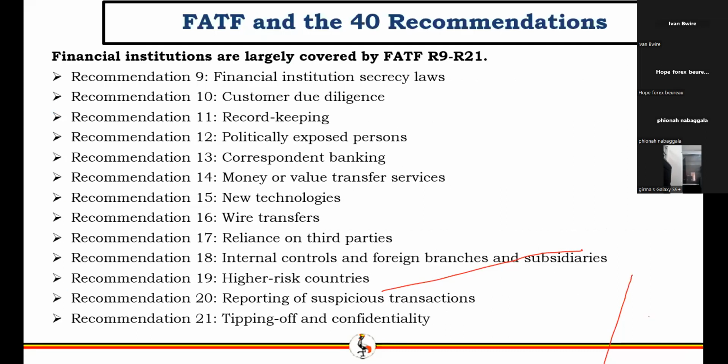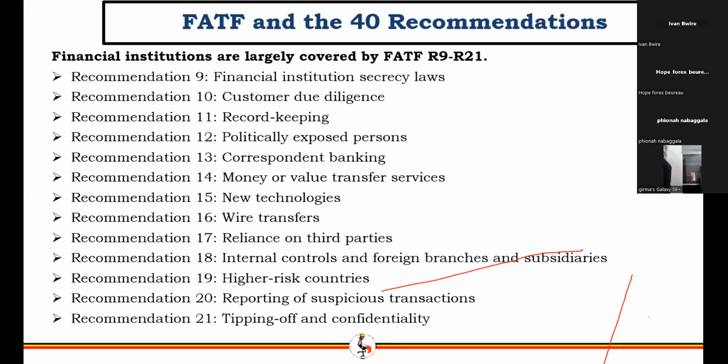The same applies to recommendation 8, which applies to non-government organizations. In recommendation 8, it's saying that countries should make sure that NGOs are not misused by terrorists for terrorism financing. That same recommendation provides for customer due diligence measures that NGOs should undertake to prevent their entities from being misused by criminals for terrorism financing.